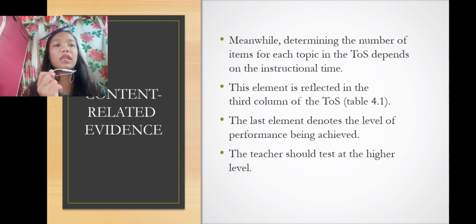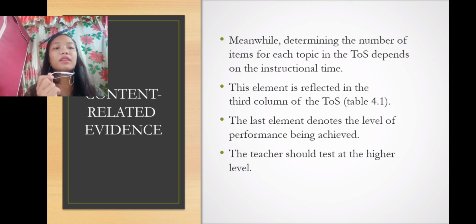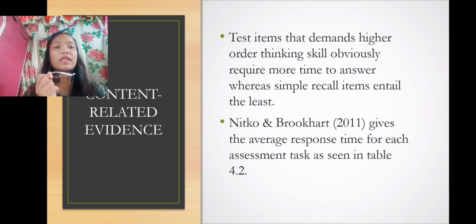Meanwhile, determining the number of items for each topic in the TOS depends on the instructional time. This element is reflected in the third column of the TOS, table 4.1. The last element denotes the level of performance being achieved. The teacher should test at the higher level. Test items that demand higher order thinking skills obviously require more time to answer, whereas simple recall items entail the least.